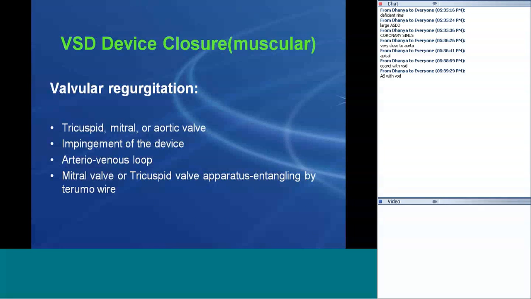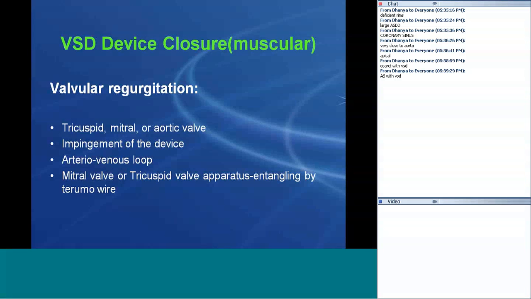These are more important than any ASD device closure because we usually form an arteriovenous loop for closing a VSD, and there is a high chance that this arteriovenous loop, the wire, the ductal wire or the turbo wire, can get stuck on the tricuspid valve apparatus and cause damage. When we are deploying the device from the LV side, there is a high chance that sometimes the LV disc might catch the mitral subvalvular apparatus and cause mitral regurgitation.